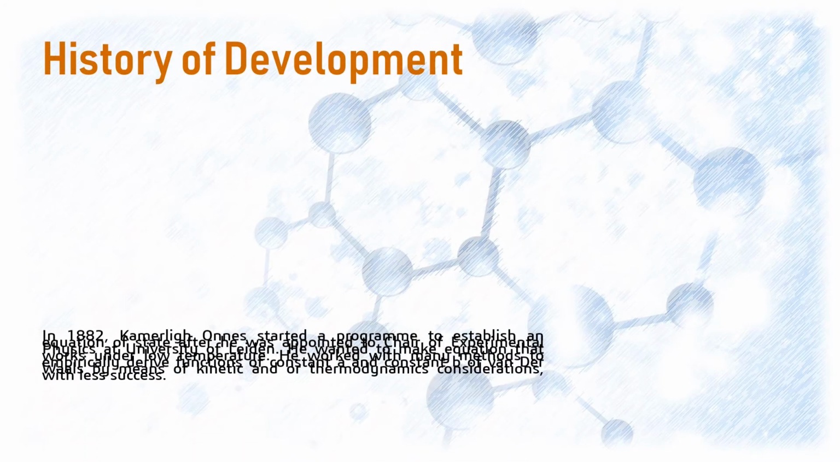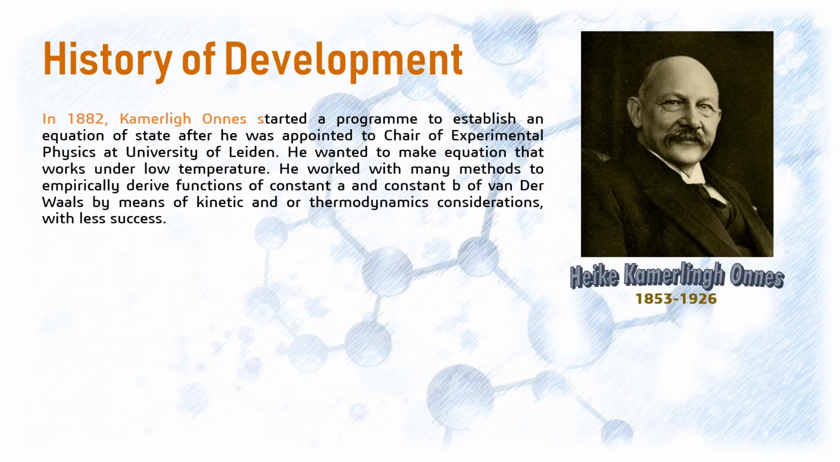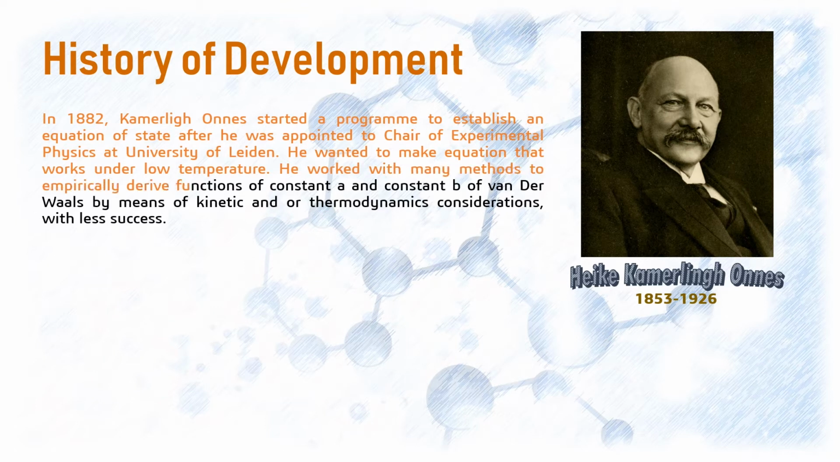History of development. In 1882, Kamerlingh Onnes started a program to establish an equation of state after he was appointed to the chair of experimental physics at the University of Leiden. He wanted to make an equation that works under low temperature. He worked with many methods to empirically derive functions of constant A and constant B of van der Waals by means of kinetic and/or thermodynamic considerations, with less success.